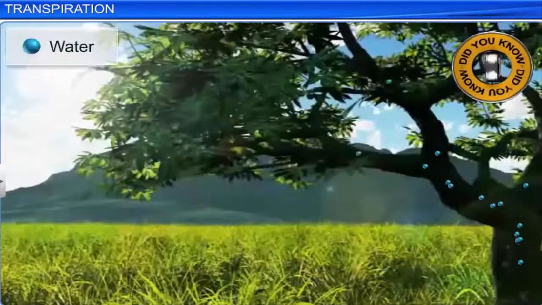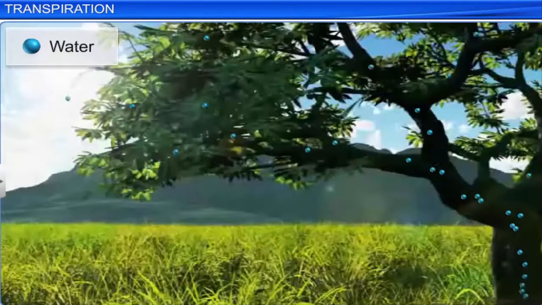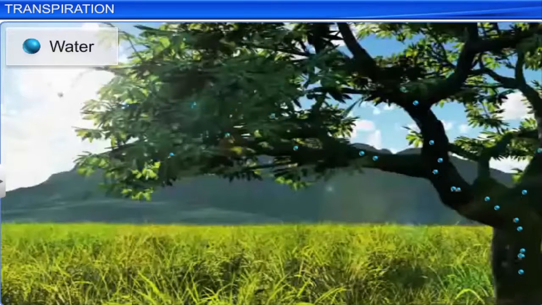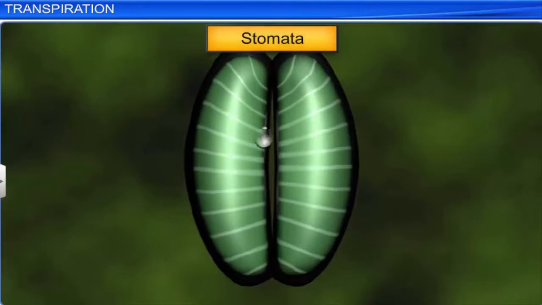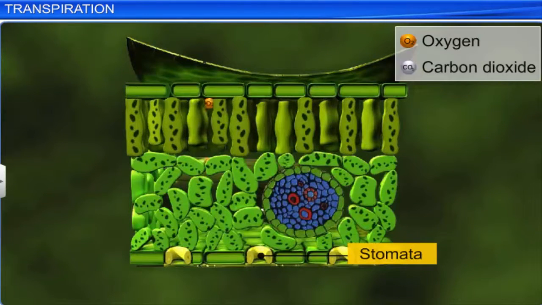Did you know that a fully grown tree may lose thousands of liters of water through its leaves on a hot, dry day through transpiration? Transpiration is the loss of water due to evaporation that occurs through pores in leaves called stomata. Stomata are not only the site of water loss for transpiration, they also help in the exchange of oxygen and carbon dioxide in the leaf.